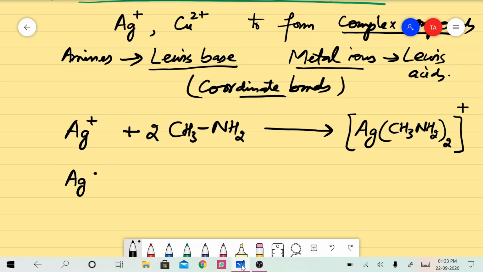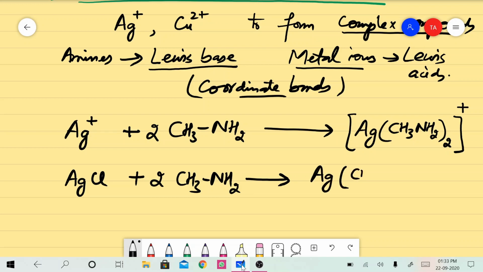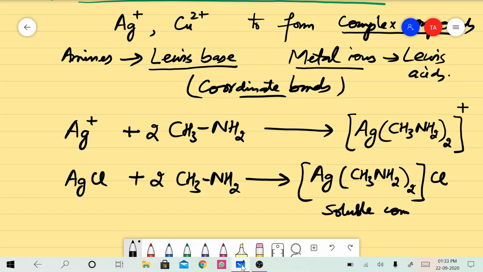If silver is in the form of silver chloride, in that case the compound formed is like this: silver coordinated with two molecules of methyl amine and a Cl. This is a coordination complex which is soluble in water. A soluble complex is formed.